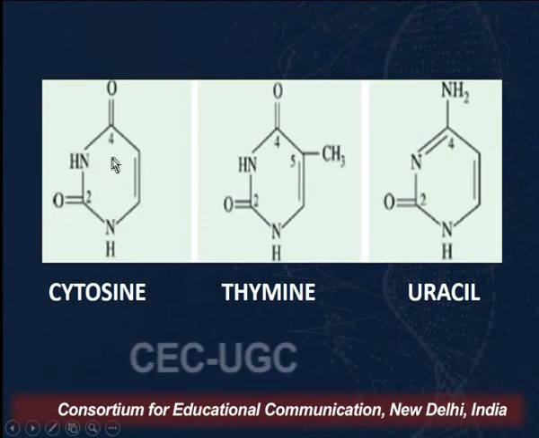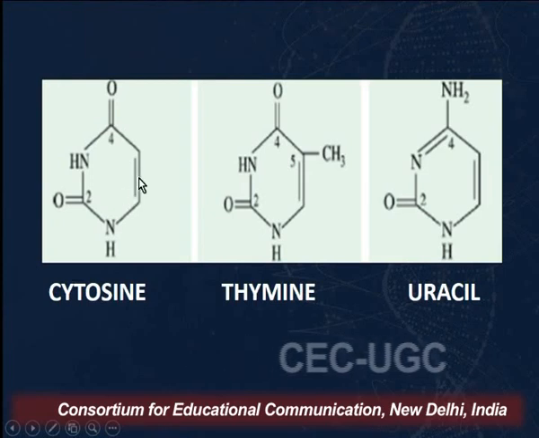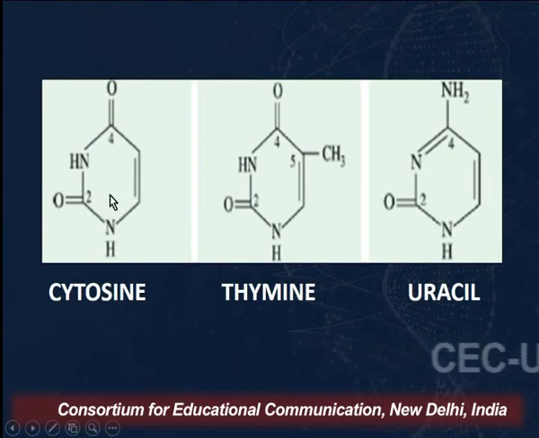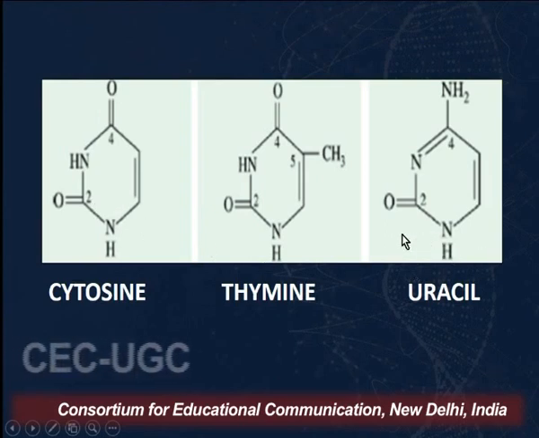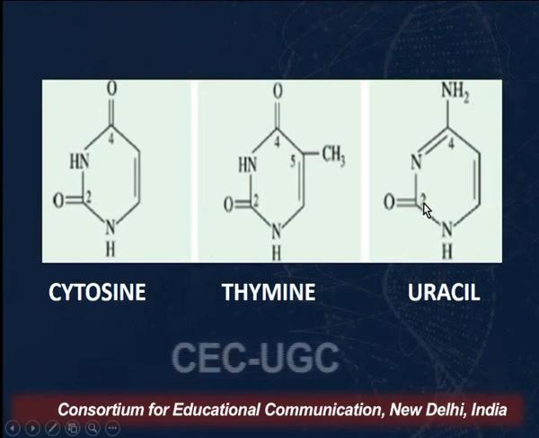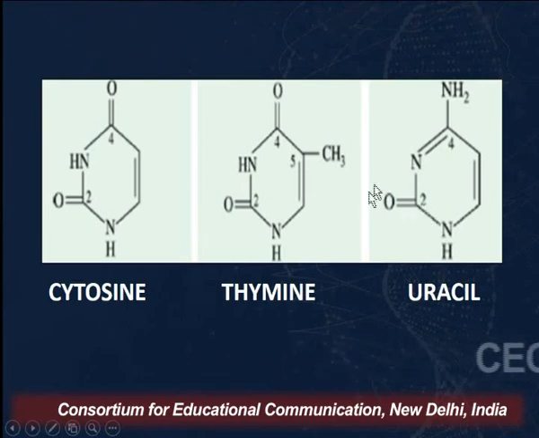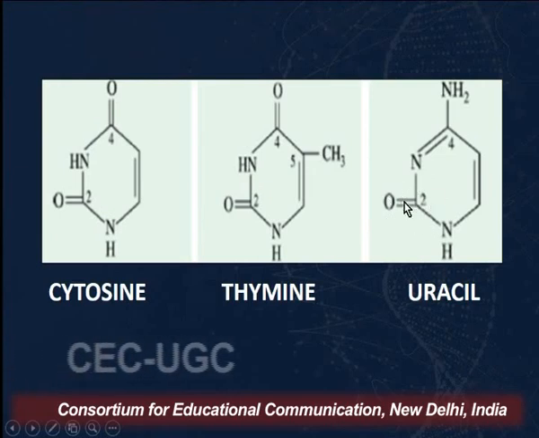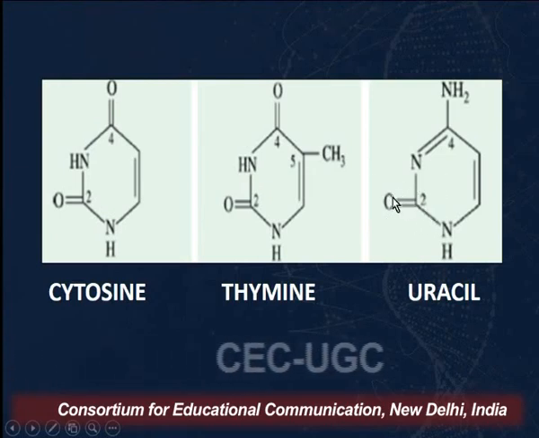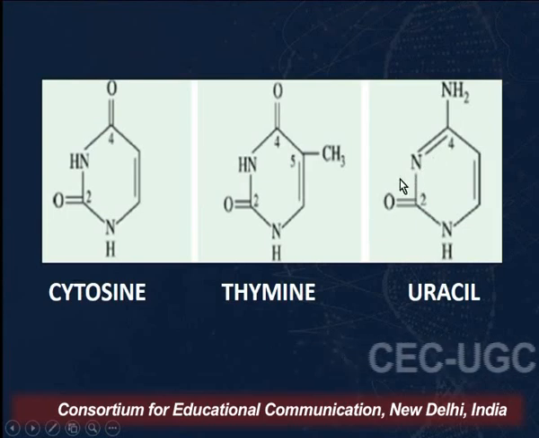So since we are having only one carbonyl group here, what do we find? We have a double bond here. This is the structure of cytosine, and this is the structure of uracil, where we are having only one carbonyl group. Since we have only one carbonyl group, we have 2 double bonds.